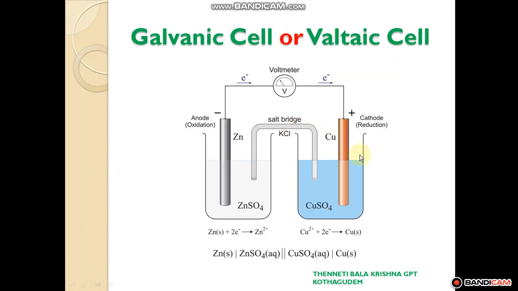Is it clear? It consists of two half cells. The first half cell has a zinc rod in zinc sulfate, and the second half cell has a copper rod in copper sulfate. Both the metals are connected by the help of copper wire through the voltmeter, and the two solutions are linked with a salt bridge. The salt bridge is a U-shaped tube. It contains KCl or ammonium nitrate solution.